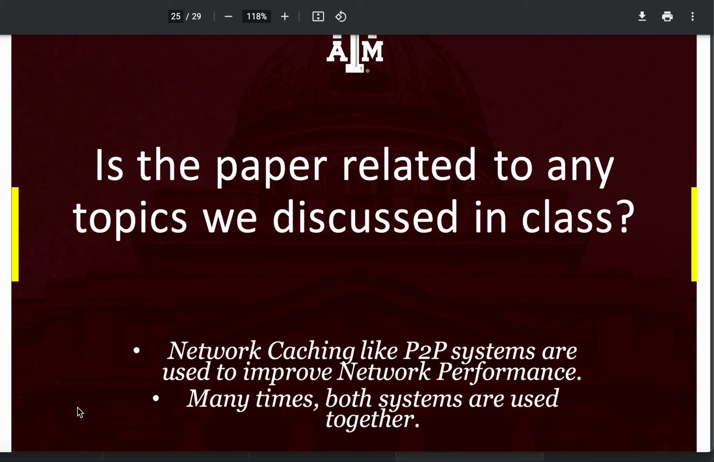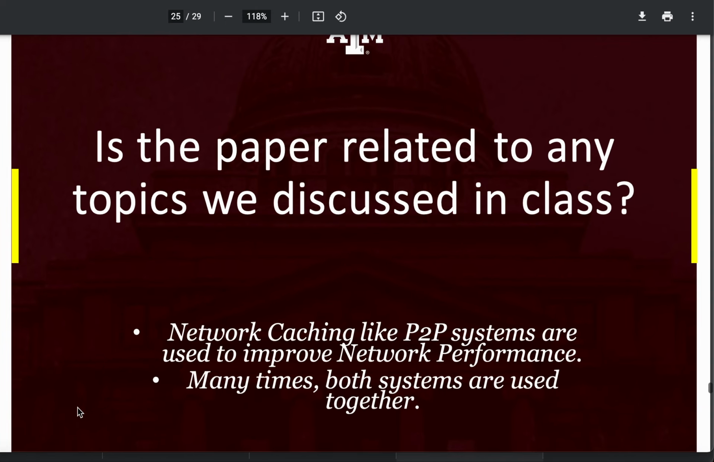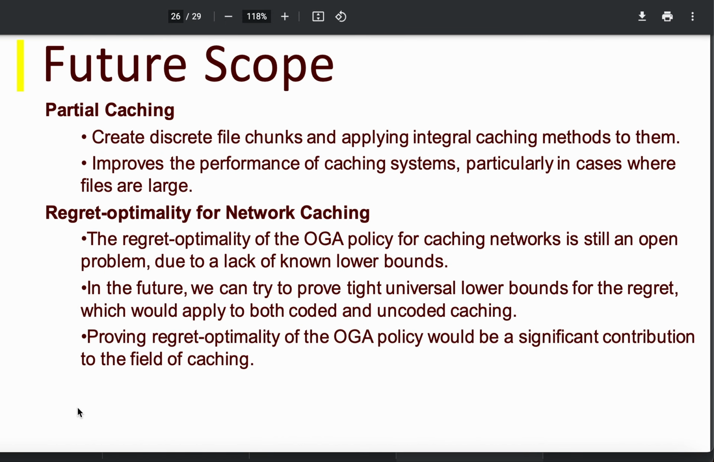So what does it relate to in class? Network caching draws some parallels with P2P systems because both systems try to optimize the quality of service by improving network performance, and many times the systems are actually used together. Future scope: instead of having infinitesimal portions, we could have discrete chunks of files. That proposal increases performance in cases when the files are particularly large.